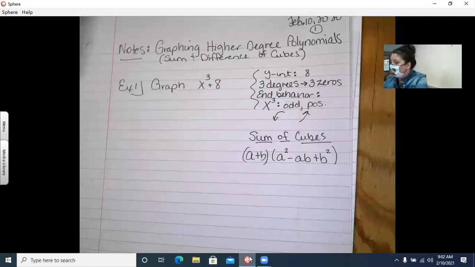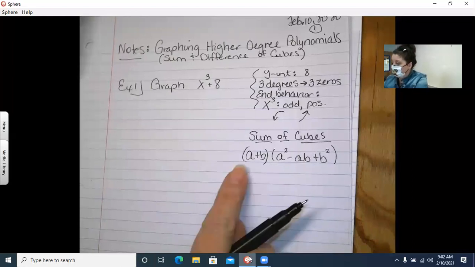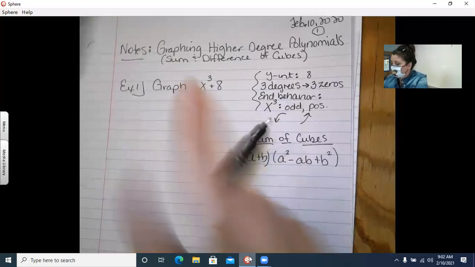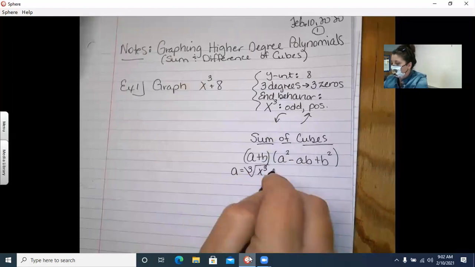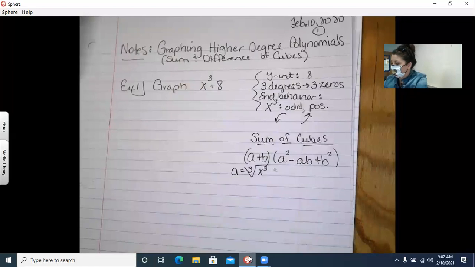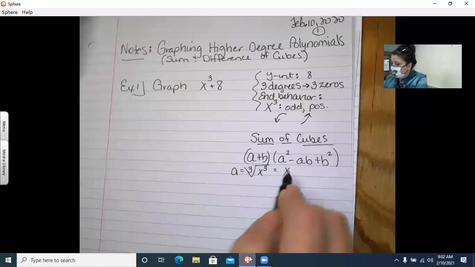So to find a, you find the cubed root of the first term. So the cubed root of x cubed is what? What did I multiply by itself 3 times to get x cubed? X. So wherever I see an a, I'll plug in an x.